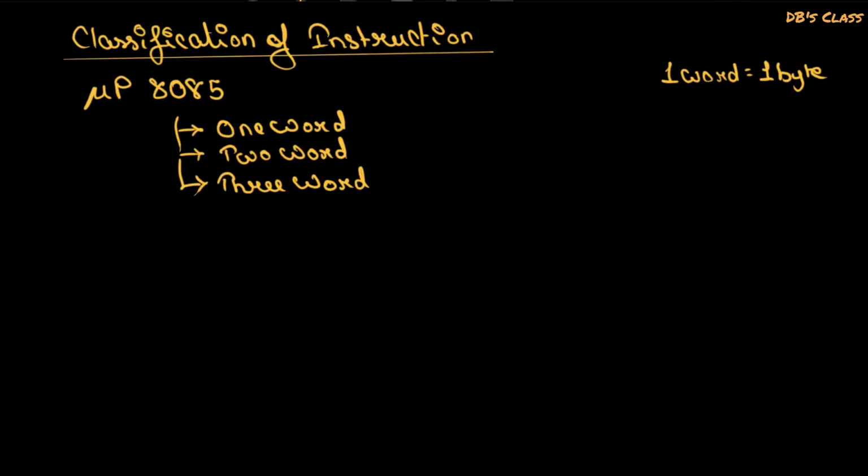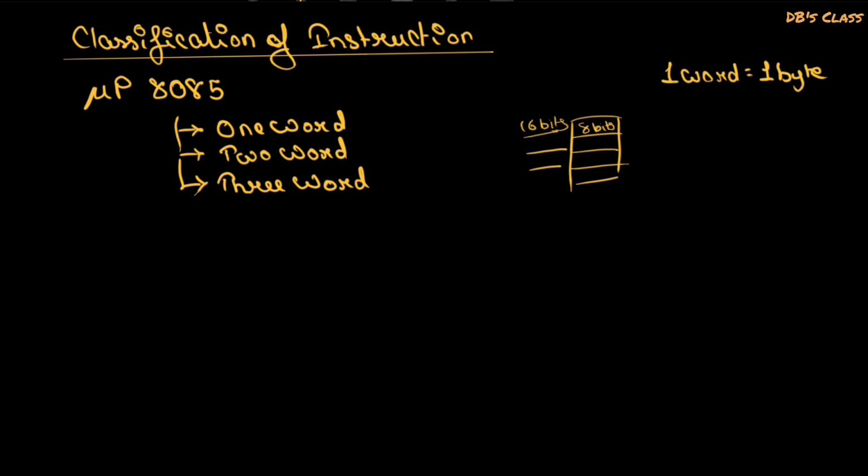I am taking the reference of a microprocessor because it will be easier for you to understand. In the case of 8085, the memory is divided into blocks. Each block can hold a maximum of 8 bits of data, that means 1 byte. Each memory location has a particular address, and the size of each address is 16 bits, or 2 bytes.